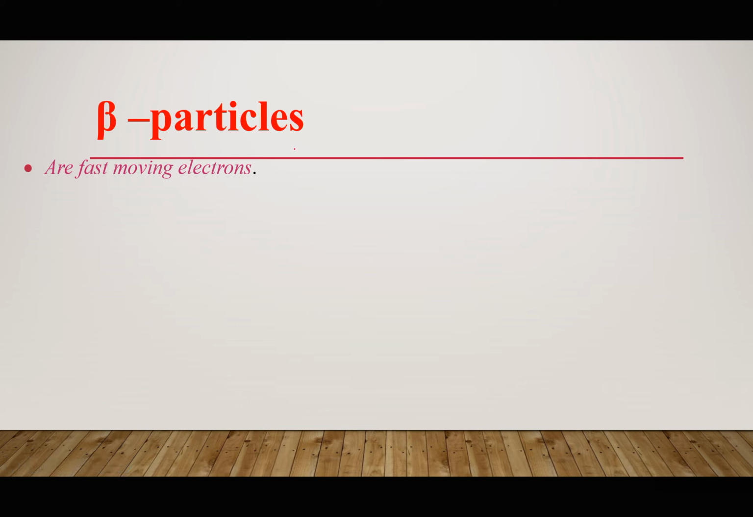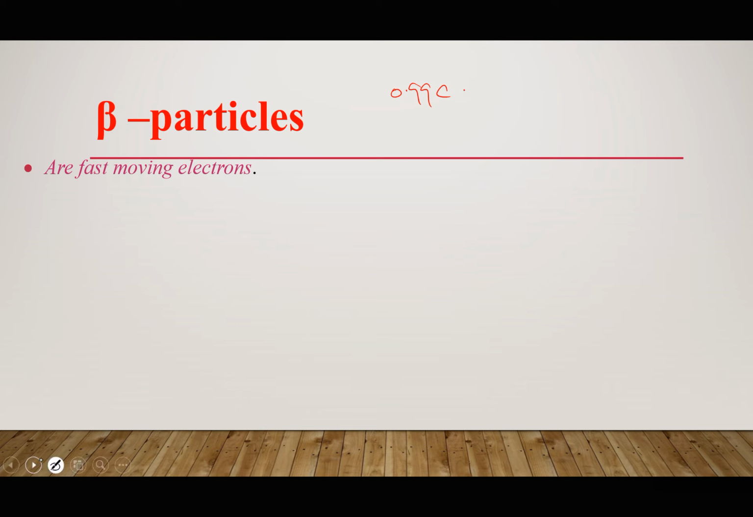Their speed is about 0.99 the speed of light. Of course, the speed of alpha particles is very small, about 0.005 C, as we shall summarize in one of the tables. But beta particles are fast moving electrons. They travel at almost the speed of light.